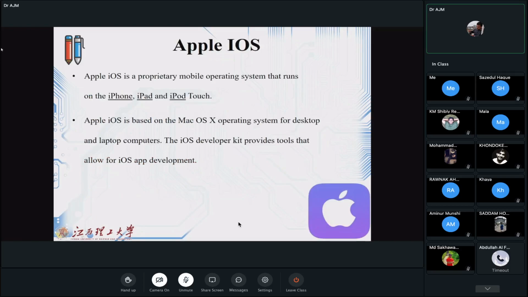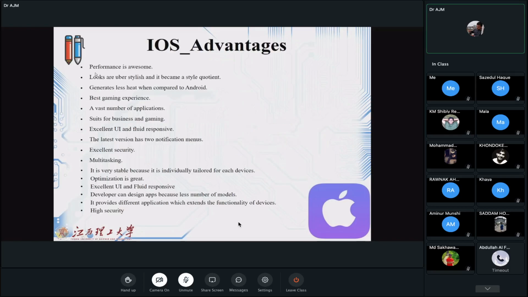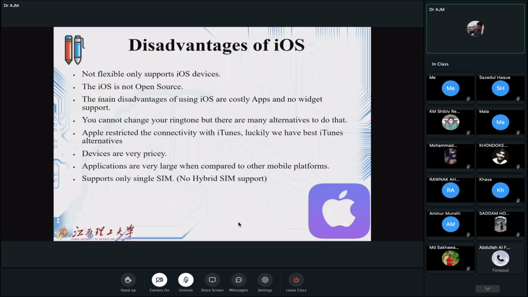Apple iOS is one more, which is used on iPhones and iPod Touch, derived from the Mac OS operating system. The advantage of that is that its performance is awesome. Looks are uber stylish and it has become a style symbol. It generates less heat when compared to Android, has the best gaming experience, a vast number of applications, suits business and gaming, excellent UI and multitasking, excellent security, high security. You will see all the points are good, but the disadvantage is that it's not flexible, it only supports iOS devices, it's limited to the Mac part. iOS is not open source.